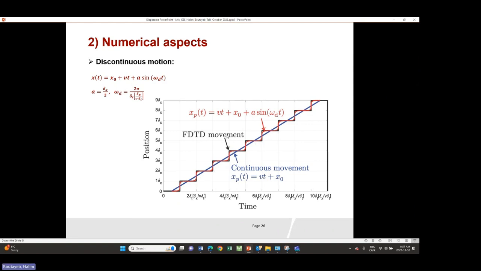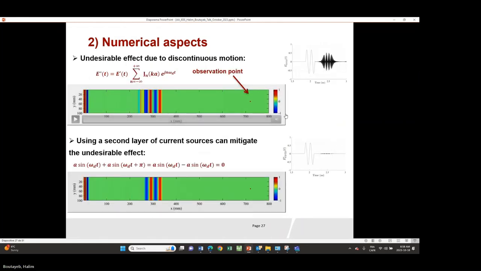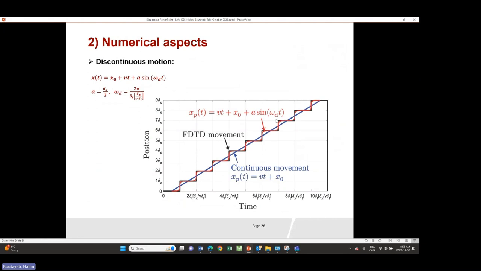We can approximate this black curve with this equation here. You see the red one? It's very close to the black one. So we can recognize here the continuous movement. And here we added this term, A sin(omega_D t). And omega_D is a function of delta t, with the formula given here, delta x, and V, the speed of propagation. Sorry, I should come back here.